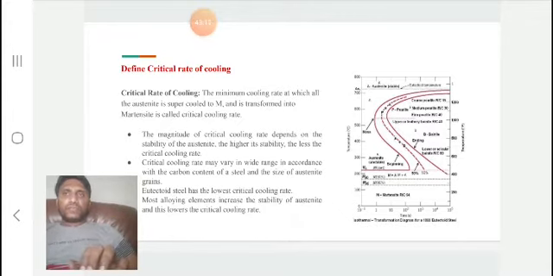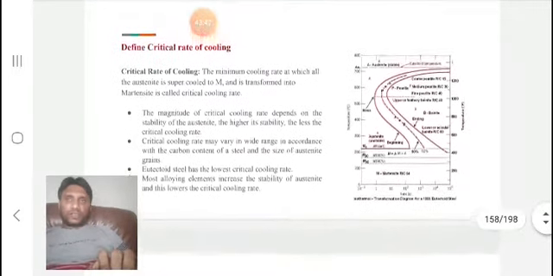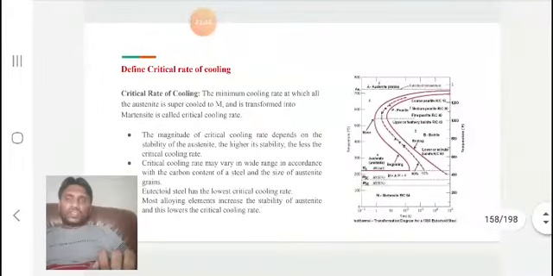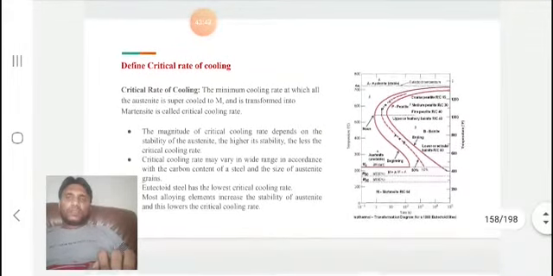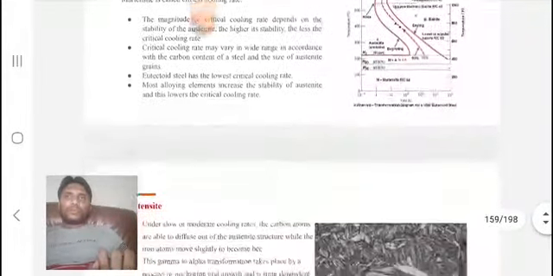The magnitude of critical cooling rate depends on the stability of the austenite. The higher its stability, the lower the critical cooling rate. And critical cooling rate may vary in a wide range in accordance with the carbon content of a steel and the size of austenite grains. Eutectoid steel has the lowest critical cooling rate. Most alloying elements increase the stability of austenite, and this lowers the critical cooling rate. We discussed that alloying elements always stabilize the austenite phase. When the austenite phase is stabilized, a low critical cooling rate can be adopted.